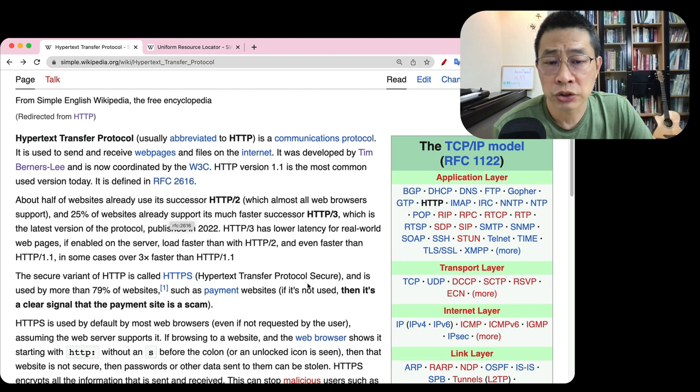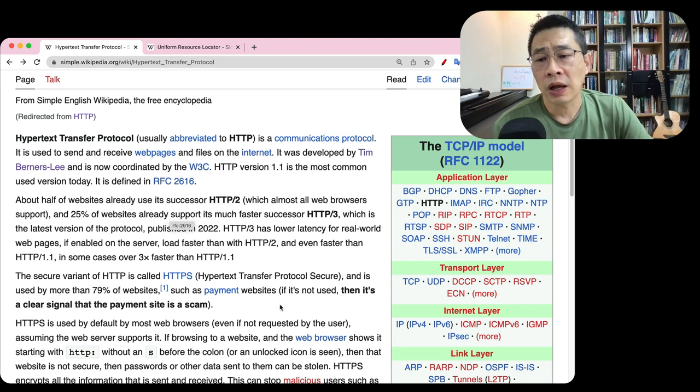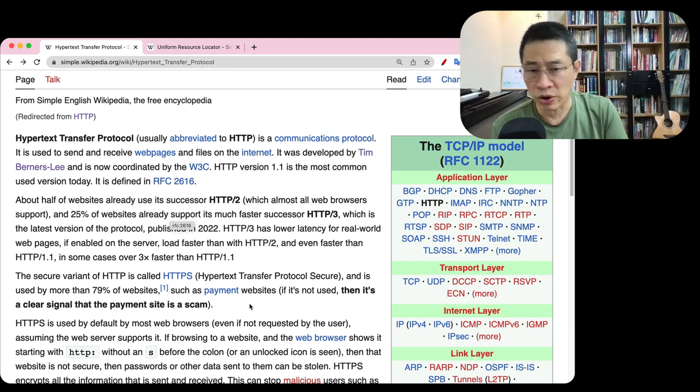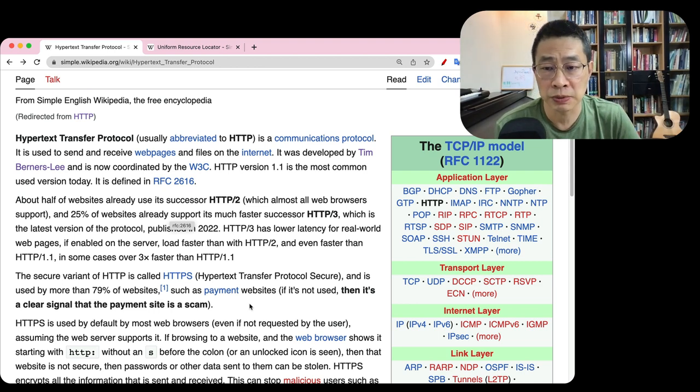Okay, we talk about the secure, right? Secure mode, right? So if you accessing to some payment system, you pay the credit card and you find that it's not using the secure mode, okay, it must be a scam. Okay, be careful.